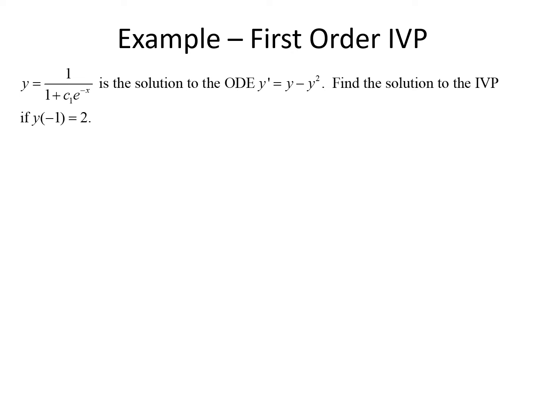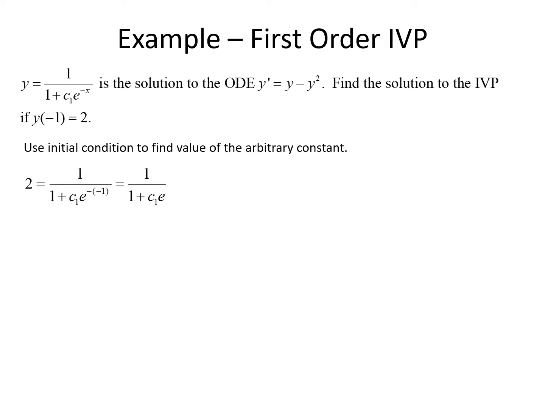For these problems, they've given you the ODE, but that's really extraneous information. We don't need that yet. In the future, we'll learn how to solve those ODEs, but right now we just want to work with that solution. So we're going to take the solution y equals 1 over 1 plus c1 e to the minus x, and plug in our initial condition to help us solve for that arbitrary constant c1. If y of negative 1 is equal to 2, that means that y is equal to 2 and x is equal to negative 1.